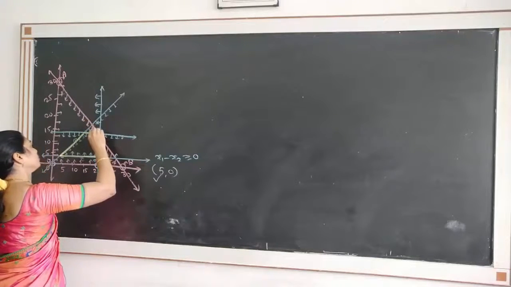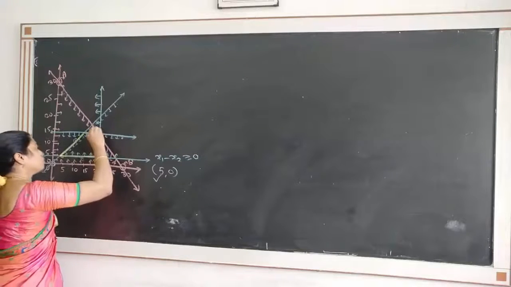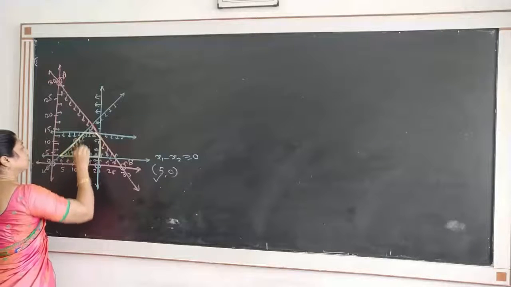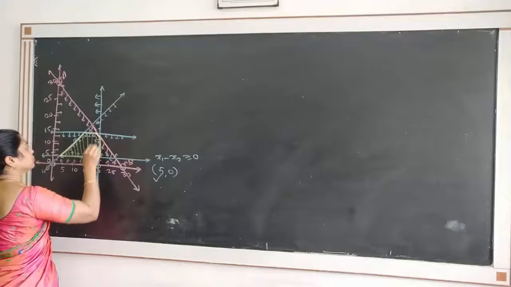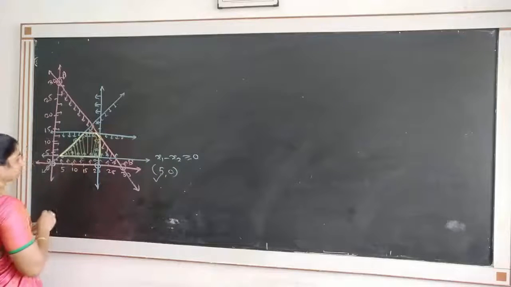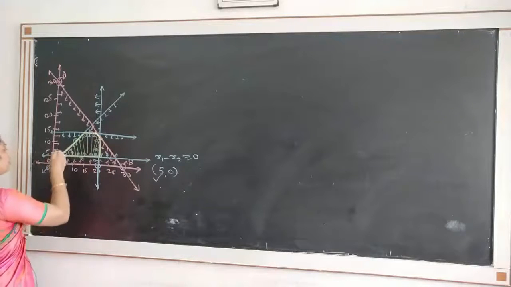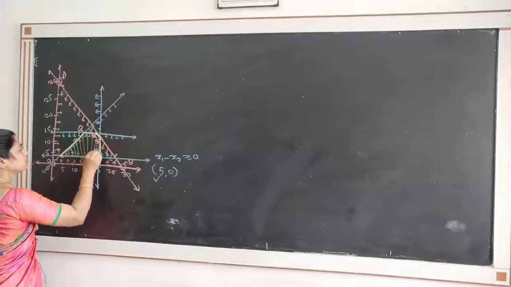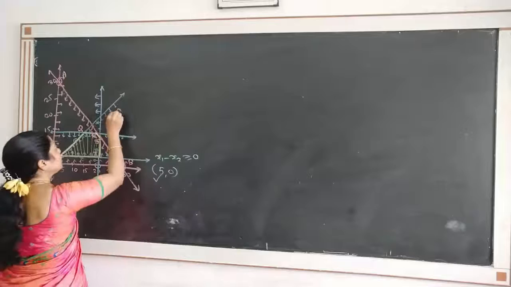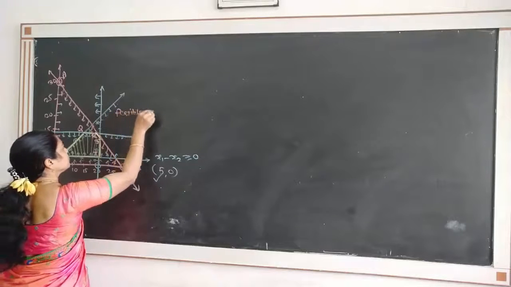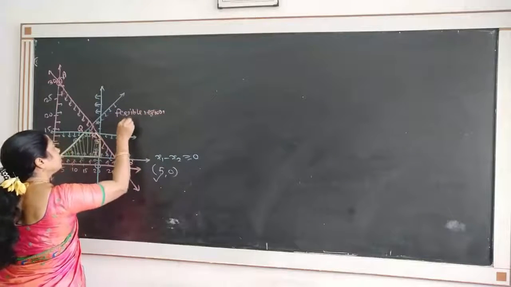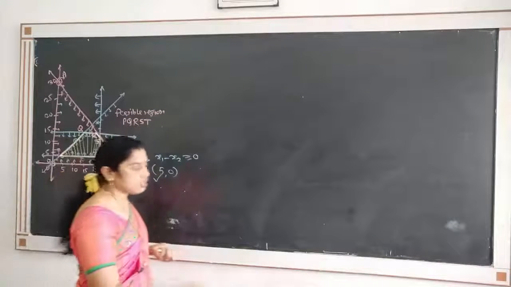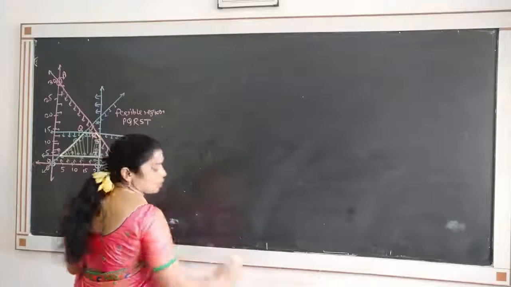Because it goes below. So this is the feasible region. Draw it by shaded part. Label the points P, Q, R, S, T. So the feasible region is P, Q, R, S, T. That is the feasible region. Firstly, find the coordinates of all these points.